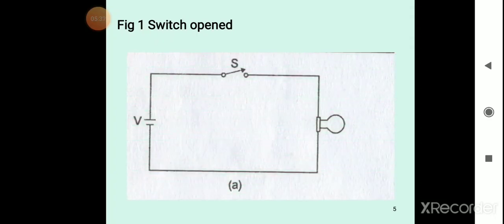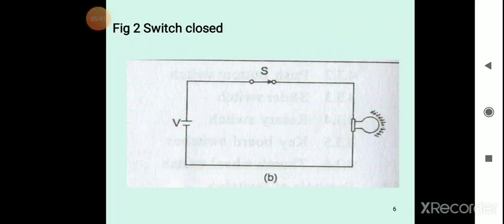You see the figure. The figure shows an open switch. We are applying the voltage supply to the bulb. The switch position indicates on or off. And see, the switch is closed. When the switch is closed, the power or the current passes through the switch and turns on the bulb.